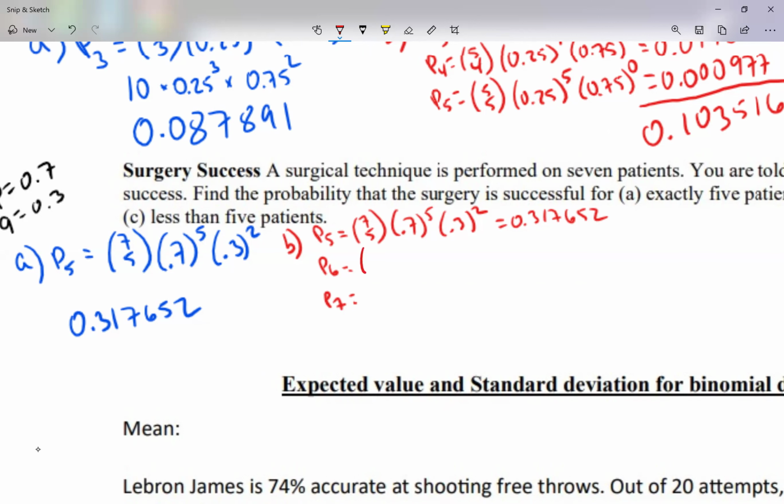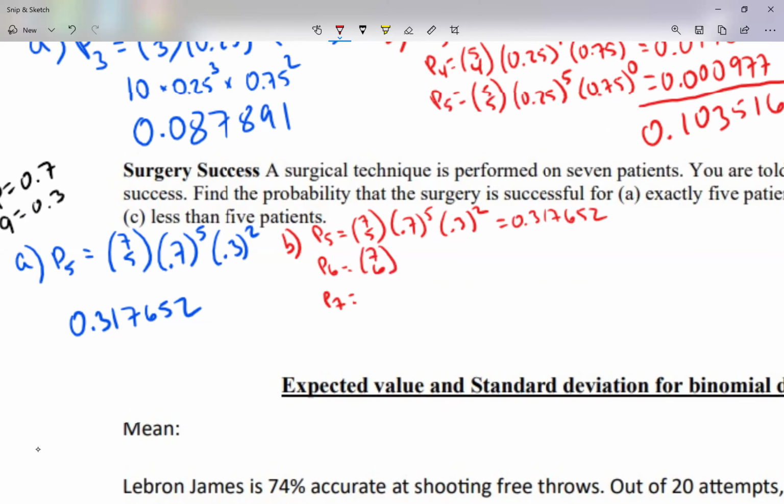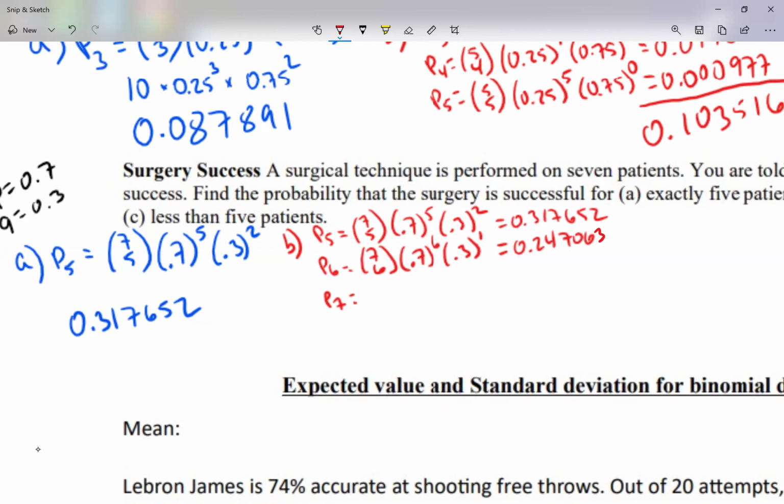Now, what's the probability I get 6 patients right? So remember, I'm going to go from the 7, I'm going to choose 6. In this case, I'm doing 0.7 to the 6 times 0.3 to the 1. According to my calculator, that gives me 0.247063. As a reminder, feel free to pause this video anytime just to type this information in the calculator to make sure you guys get the same numbers.